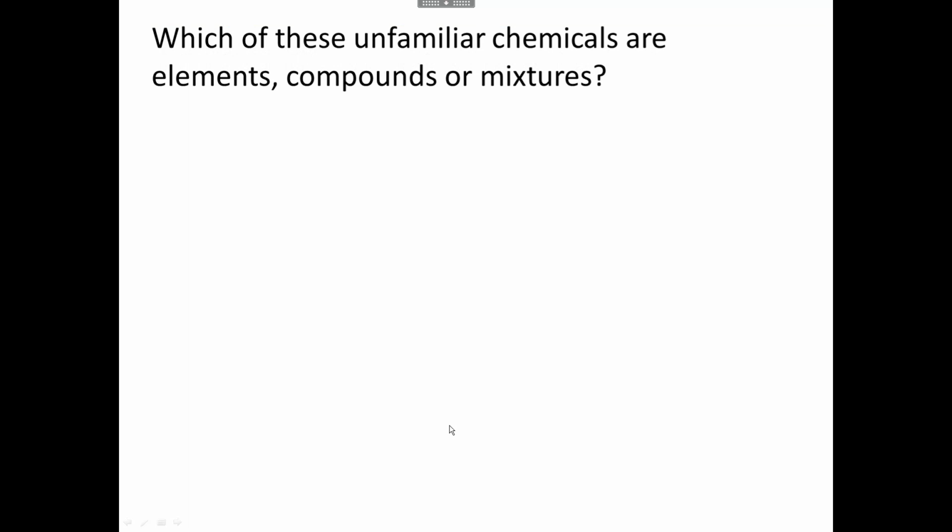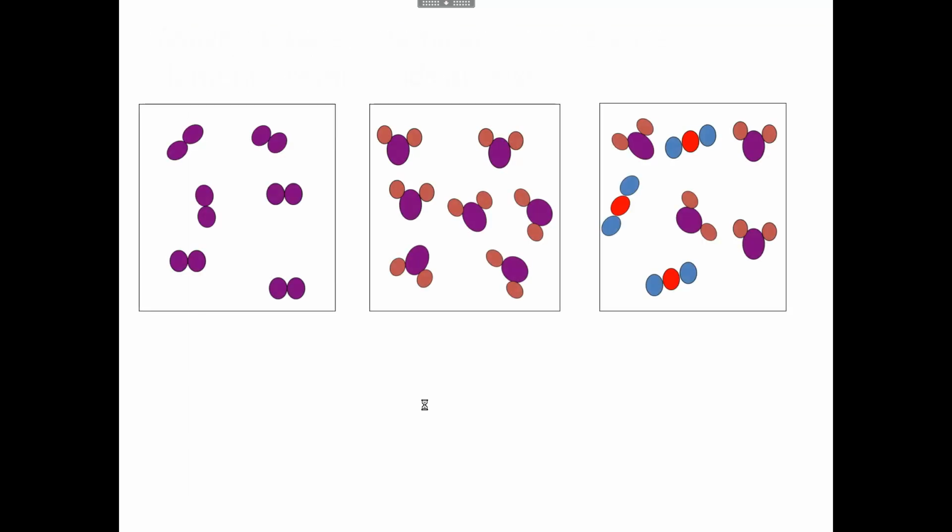So let's do some practice of that now. Look at these three boxes and which is the element, which is the compound, which is the mixture, and think of some reasons as well. Pause the video if you need to.